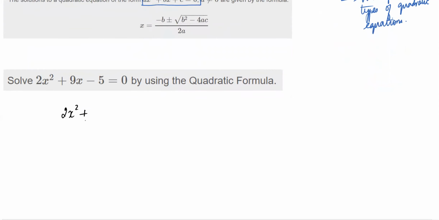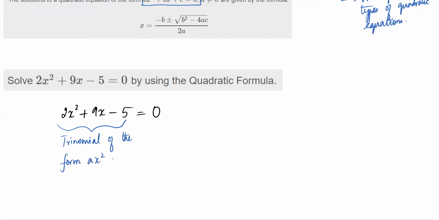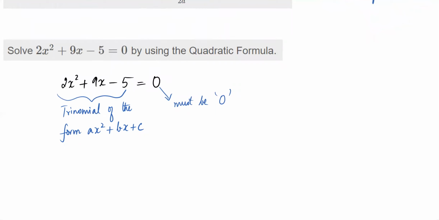Okay, our first problem is given here: 2x squared plus 9x minus 5 equals 0. Before we jump into action, we have to scan this. Yes, this is a trinomial, meaning there are 3 terms of the form ax squared plus bx plus c, right? We've been seeing this all along when it came to polynomials. And looking at the right-hand side, it must be 0, and that rule is also fulfilled, which means we can go right into applying the quadratic formula. To do that, we need to collect a, b, and c. So a is 2, b is 9, and c is negative 5.